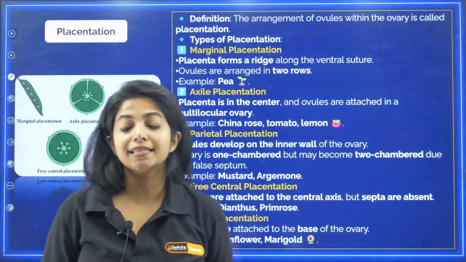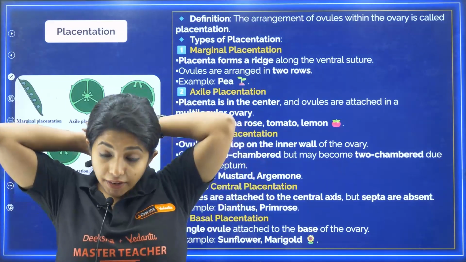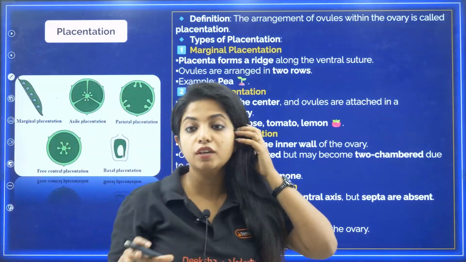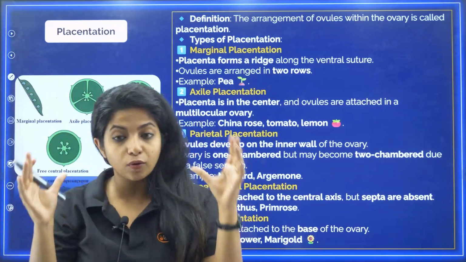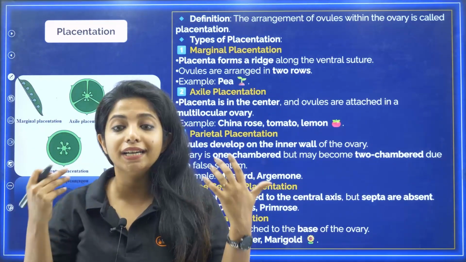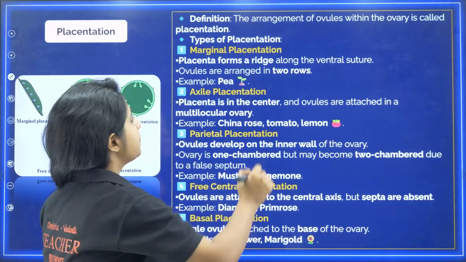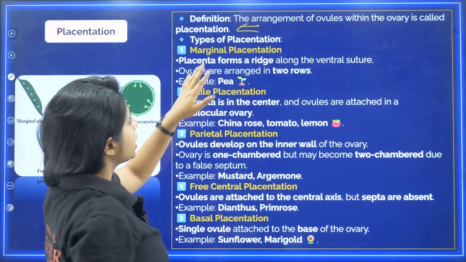Now we have placentation. What do you mean by placentation? The arrangement of ovules within the ovary is known as placentation. Okay, what? The arrangement of ovules. Within the ovary you have ovules, right? How are they arranged? That is what you mean by placentation. Okay. Now types of placentation.